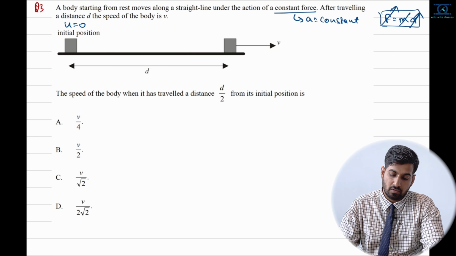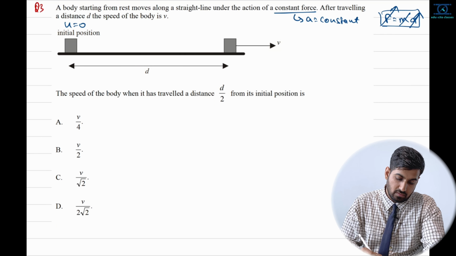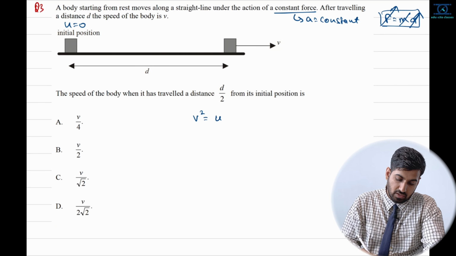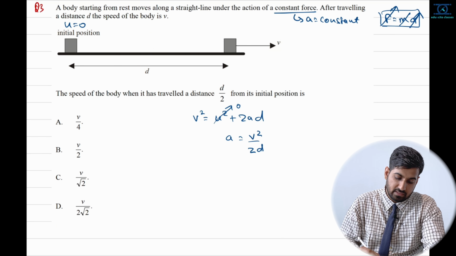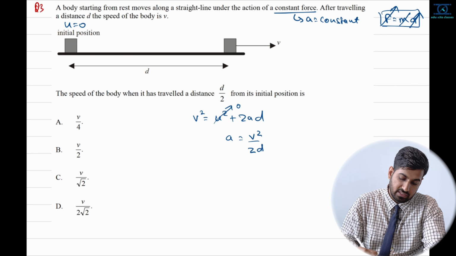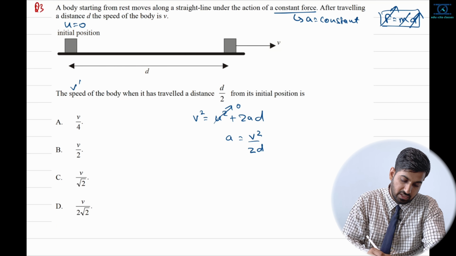Again you have to find out the acceleration. v square equals u square plus 2as. s is here d. u is 0. So I can say a is equal to v square upon 2d. Similarly, when the displacement is d by 2, assuming the speed is v dash, d by 2 will be here.